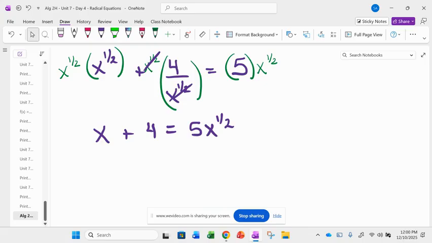Okay, so now I want to solve this radical equation. To solve the radical equation, the first step was to get the radical by itself. Is this 5 part of the radical? No. For multiplication, we can leave it there. We don't have to get rid of it.